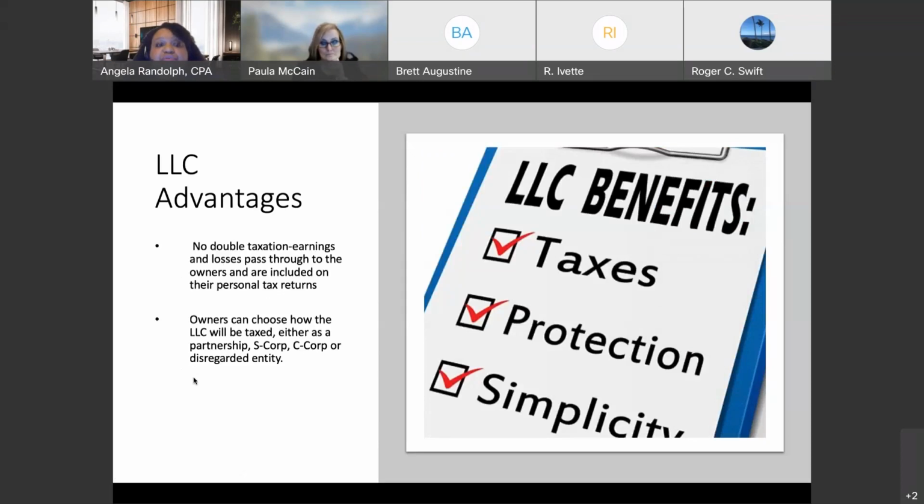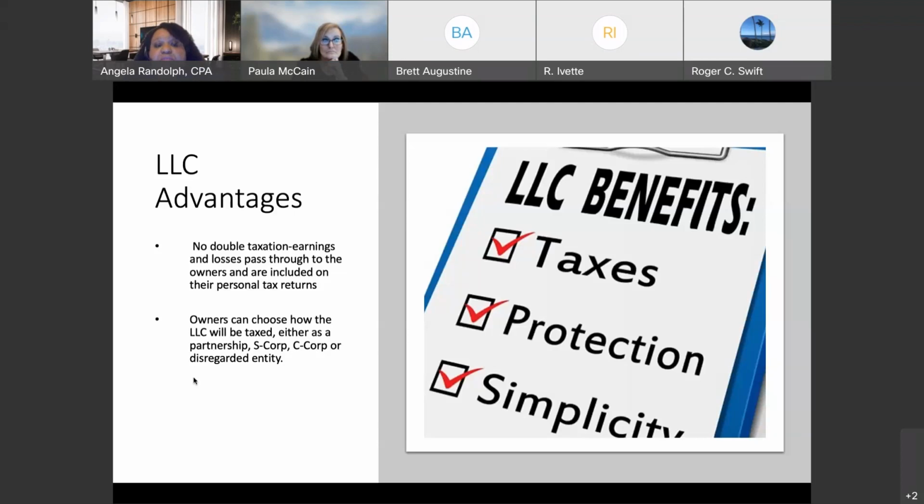Owners can choose how the LLC would be taxed, and this is for federal tax purposes, and it's because the IRS does not recognize LLCs. Remember, I said that this is mainly for states. It's a state statute. So when you apply to get your EIN, you have to tell the IRS how you want to be taxed. If you don't, you'll default as something. So if you're a single member LLC and you don't tell the IRS otherwise, you will be taxed as a sole proprietor, or what they call a disregarded entity.